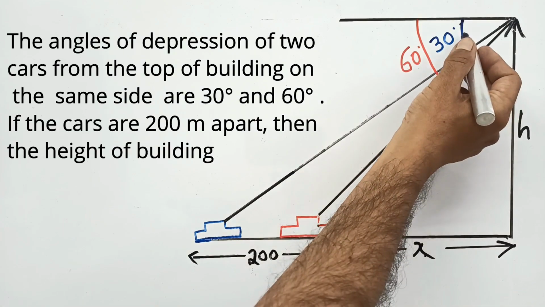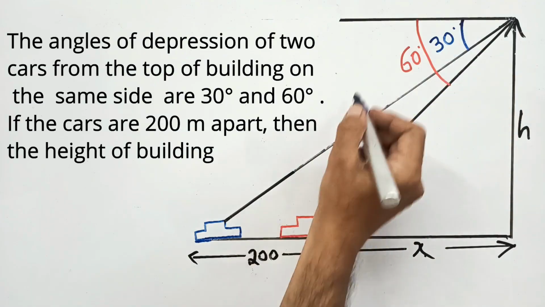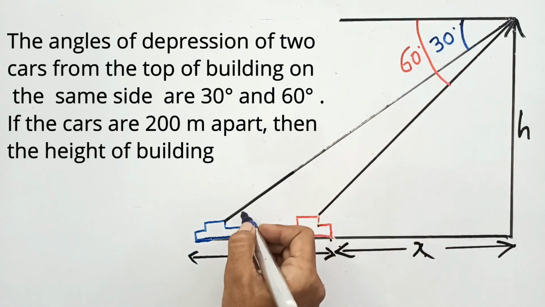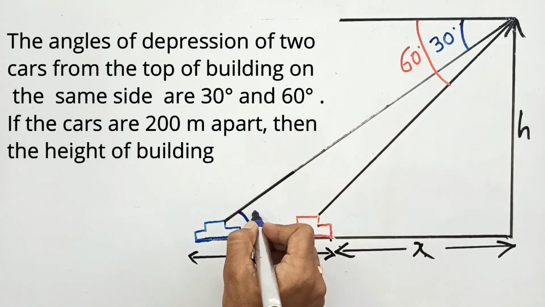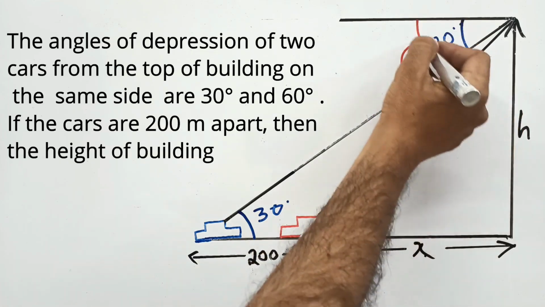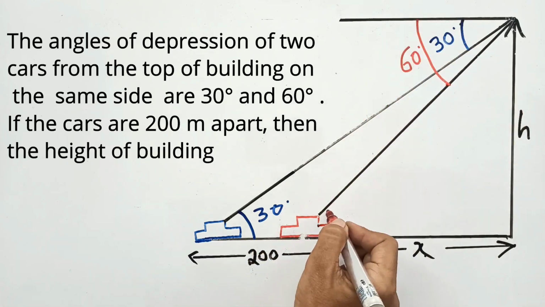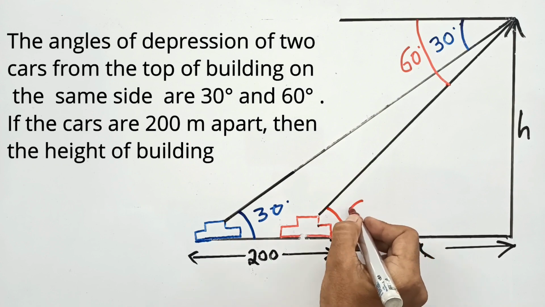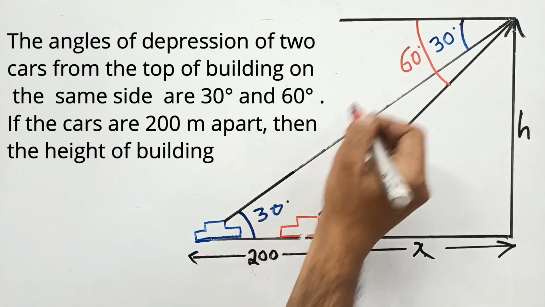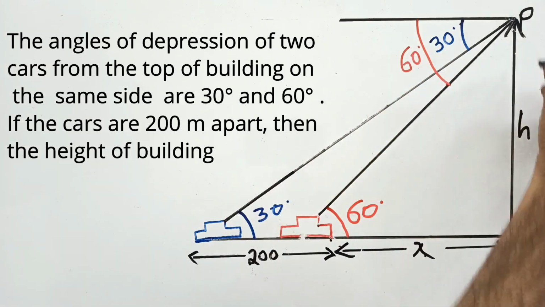Given are angles of depression, so we will use the angle of elevation. Since these lines are parallel, this is 30 degree. See the line of sight, this will also be 30 degree. Similarly, this is the line of sight for 60 degree, so this is 60 degree. For the sake of convenience, I took two separate colors, blue and red.